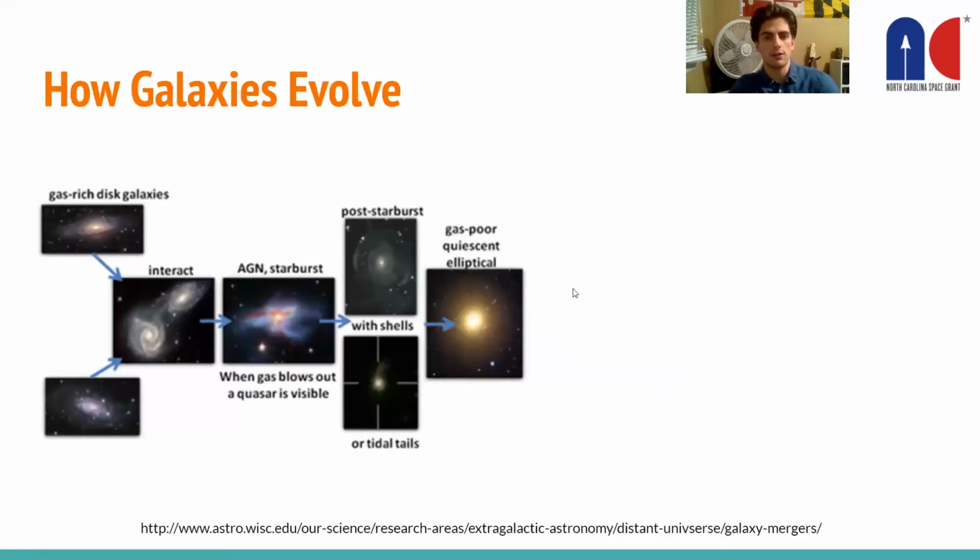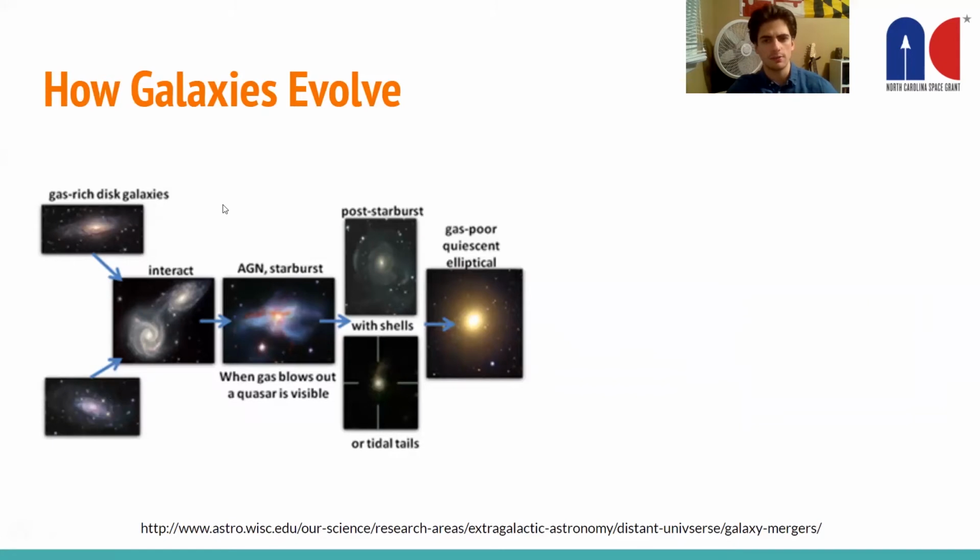Now, we're also interested in how these galaxies evolve over time. Our models of the universe tell us that galaxies will tend to collide with each other many times throughout their lifetime. So if we have two disk galaxies that collide with each other, you expect that this ordered motion would randomize as they hit each other and all this stuff goes everywhere. And that would randomize into something that looks more spherical, more elliptical.